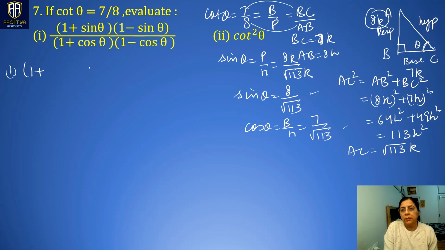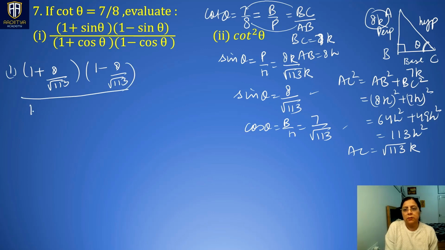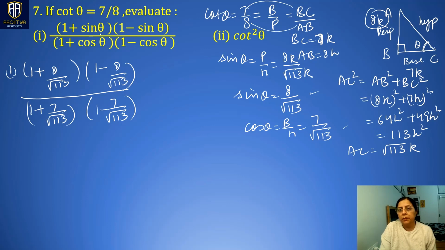1 plus sine theta, where sine theta is 8 over root 113, and 1 minus sine theta, which is 8 over root 113. In the denominator, we have 1 plus cos theta, which is 1 plus 7 over square root of 113, and 1 minus 7 divided by root 113. I haven't copied this expression because I have less space here. I've directly put these values of sine theta and cos theta into this expression.